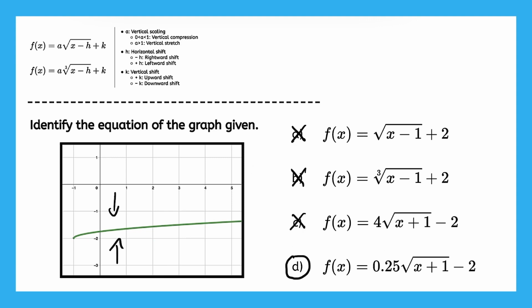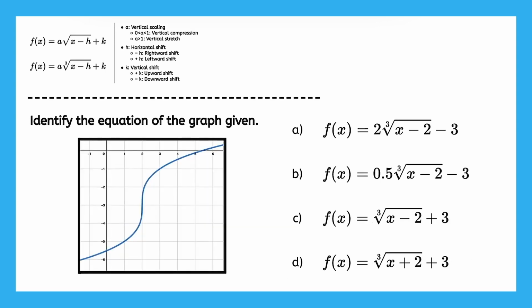And the shifts also line up perfectly because this plus 1 tells us to the left 1, and this minus 2 tells us down 2. And we can clearly see that the starting point of the parent graph moved from the origin to the left 1 and down 2. All right, let's do one more example.